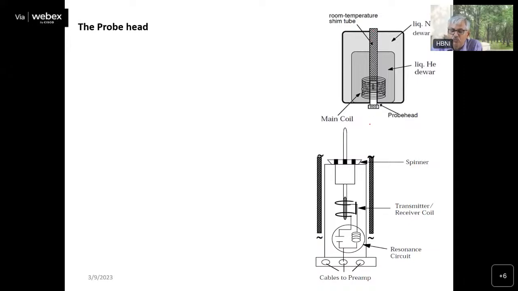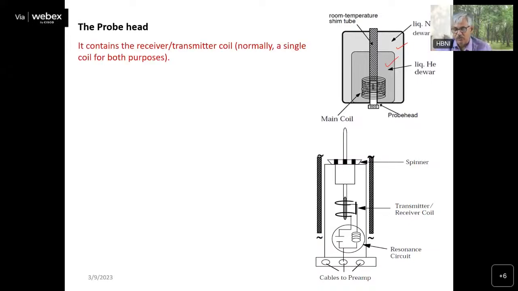So this is actually placed inside the shim tube, which is at room temperature, from the bottom of the NMR instrument. You have a liquid nitrogen dewar and a liquid helium dewar, and this is your main superconducting magnet coil, which is producing the magnetic field, and inside this room temperature shim tube there are the shim coils. You can see it has been expanded, this part where the sample is. You can see there is a spinner, sitting in a particular position, and you can see your transmitter and receiver coils, and then this is called a resonance circuit. You get the signals, and then the signal goes to the preamplifier.